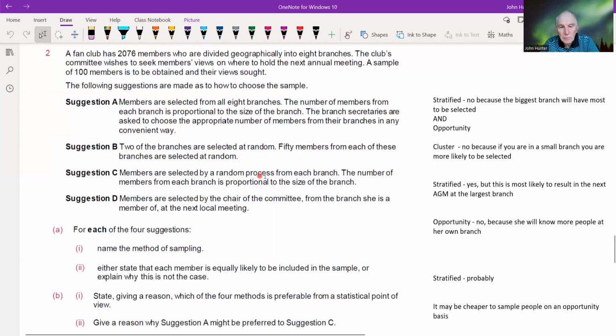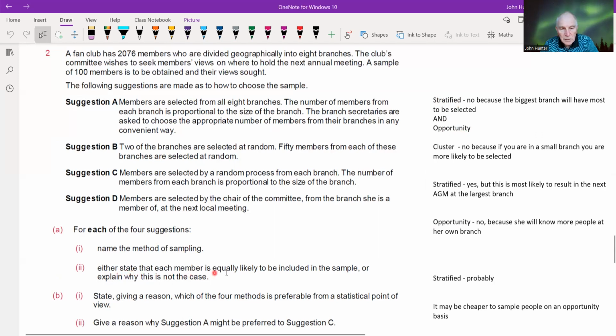Suggestion C, members are selected by a random process from each branch. The number of members from each branch is proportional to the size of the branch. Again, this is stratified. And suggestion D, members are selected by the chair of the committee from the branch she is a member of at the next local meeting. Well, this is, yes, opportunity. So for each of these, name the method of sampling. Well, okay, for A, that's stratified, and then within that we've got opportunity.